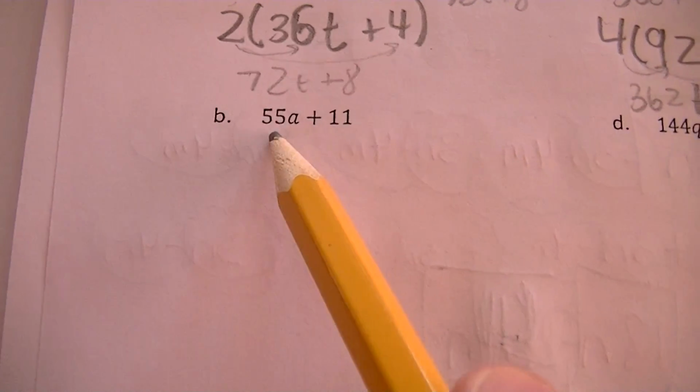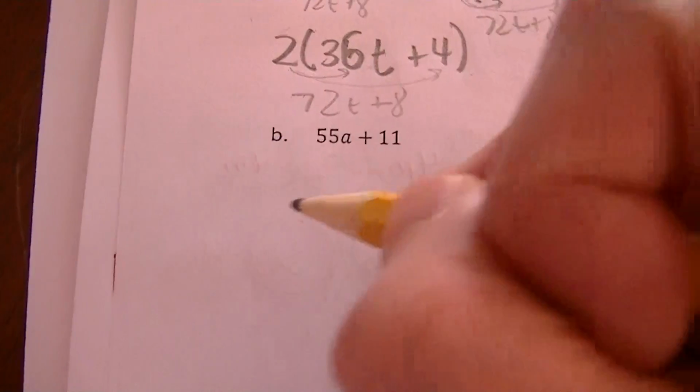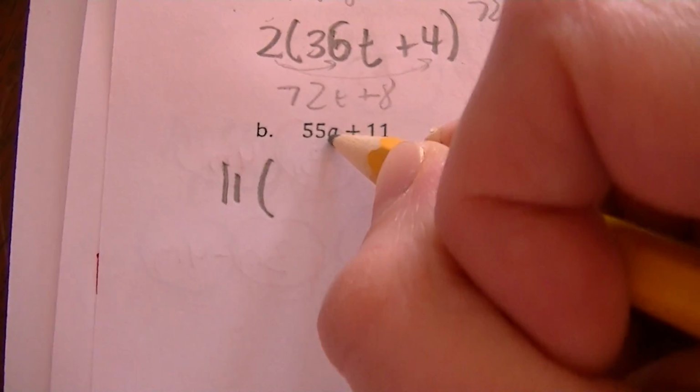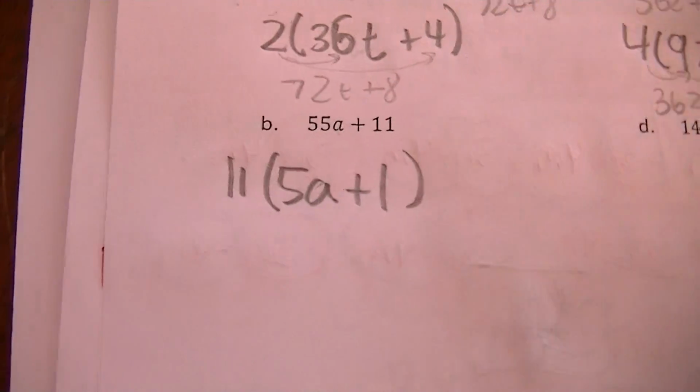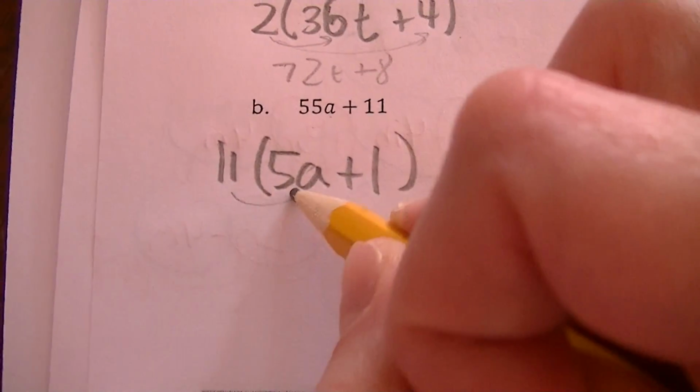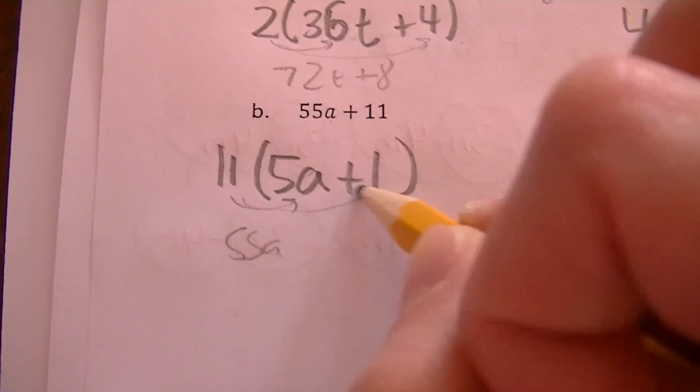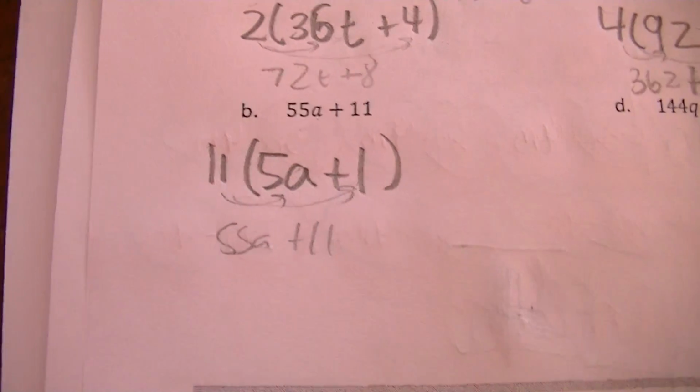Okay, this one, what's the number that goes in both 55 and 11? 11 goes into both. So 11 times what number is 55a? It's 5a. 11 times what number is a positive 11? So it's positive 1. So 11 times 5a is 55a. I'm just checking. 11 times positive 1 is a positive 11.